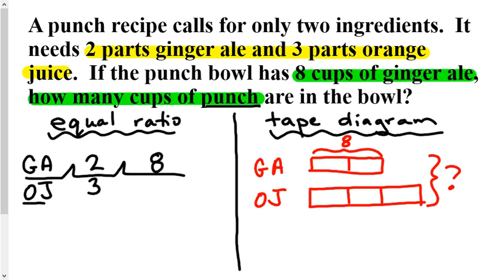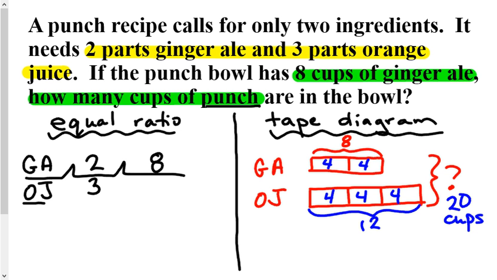8 divided by 2 is 4. So these boxes have to each equal 4, which means these boxes have to each equal 4. So a couple ways I could look at this. I could look at it and say, well, there's 8 cups of ginger ale, and there's 12 cups of orange juice, and together that makes 20 cups, and that's my answer, and that is correct, by the way.